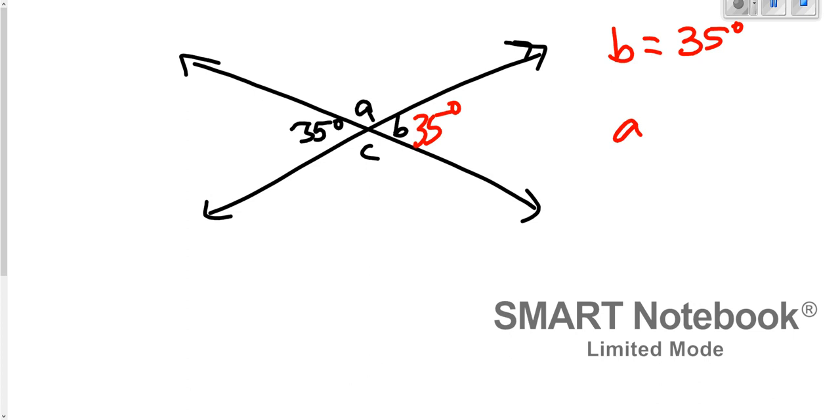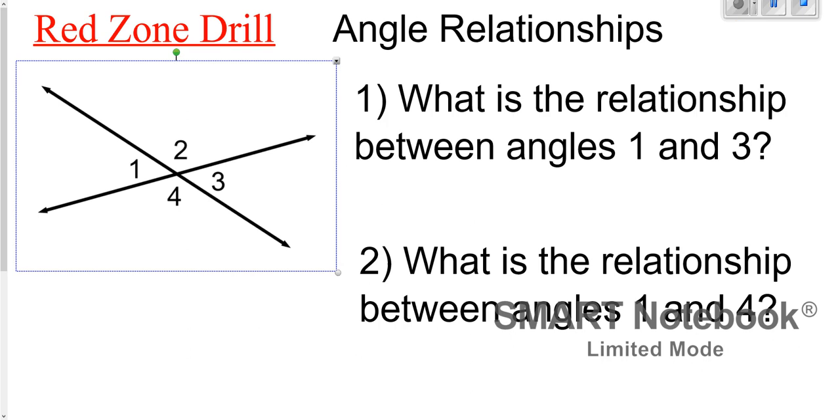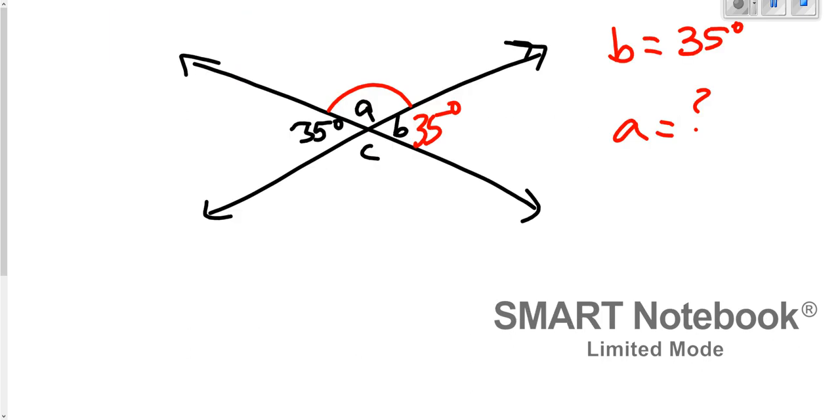Now, how can I find angle A? It's not equal to 35. Angle A is actually equal to angle C, but that doesn't really help us because we don't know what angle C is. But what I do notice, here's angle A. I'm going to draw the arc I've been talking about. And we know that this one is 35. What shape did that just make? Well, it just made a full semicircle. And I know it's a full semicircle because this is a straight line. So I know that angle A and the angle next to it, the 35-degree angle, must add up to 180.